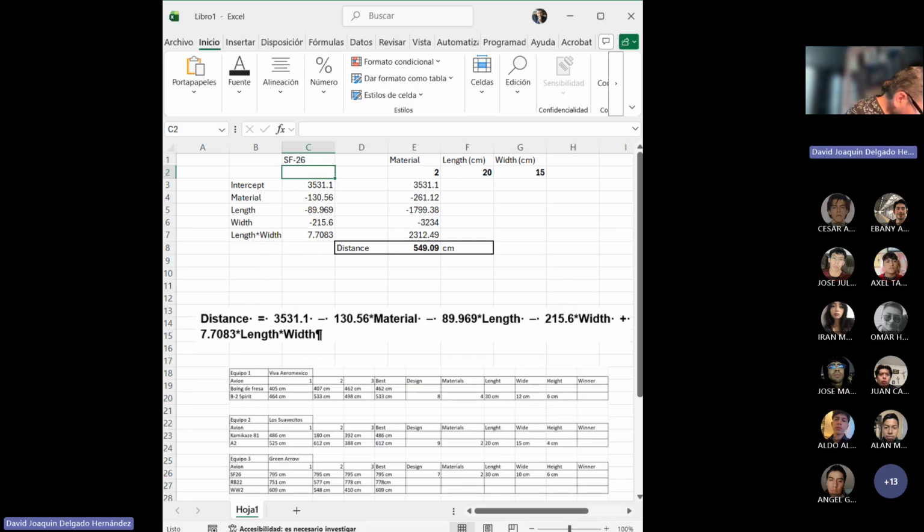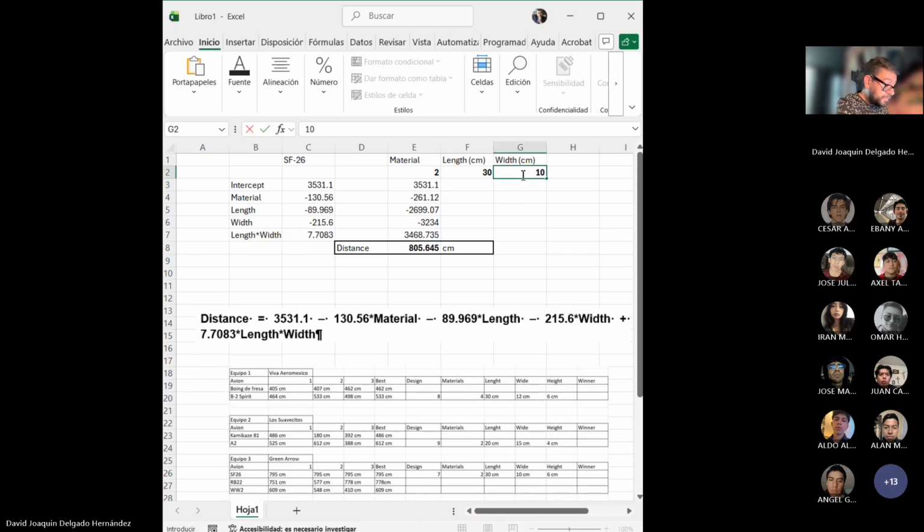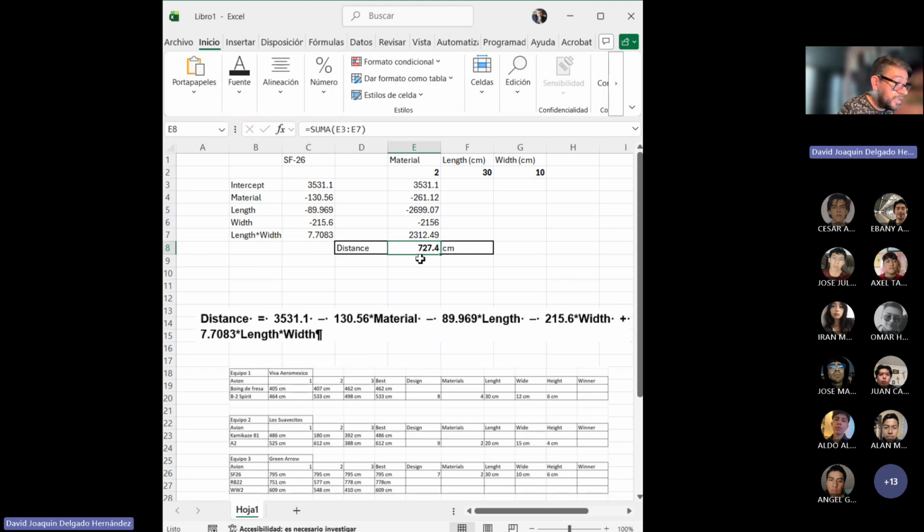So let us see. For this airplane, material was number 2, length was 30, so I should put 30 here. And the width was 10 centimeters, so 10. Based on this model, the predicted distance is 727 centimeters. And let us see the real data.